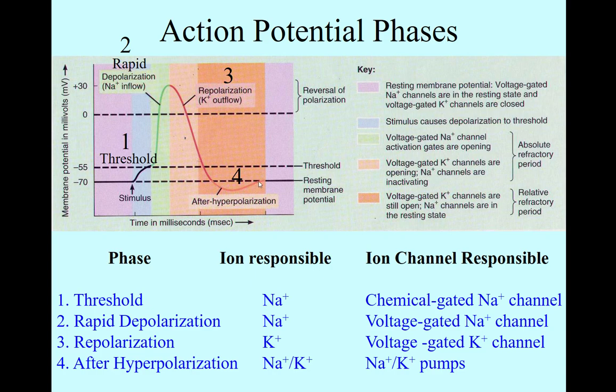Now to get this cell ready to fire the next action potential, it's kind of messed up with its ions, because it's got a bunch of sodium inside the cell and a bunch of potassium outside of the cell. In order for it to get ready to fire again, and our nervous system has to be ready to fire rapidly, we have to get that sodium back out and the potassium back in. We do that in the 4th phase, called after hyperpolarization.